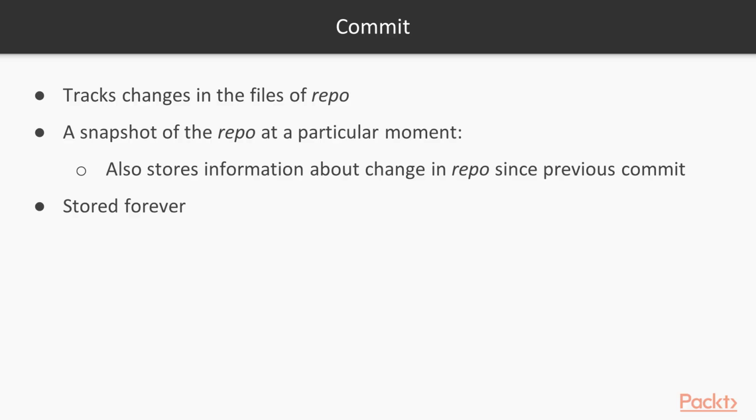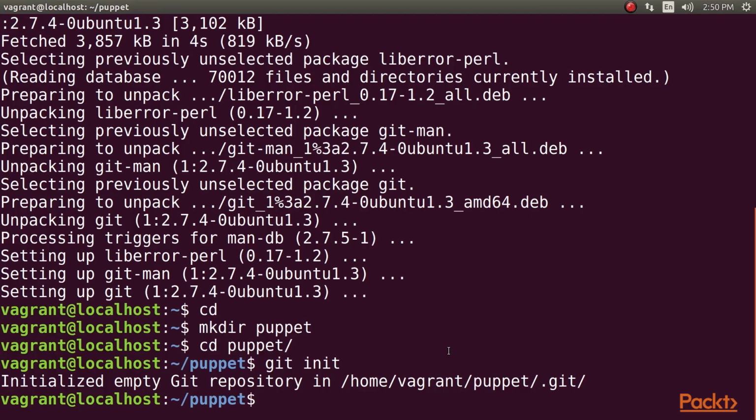You can change the files in your repo as much as you like, but Git will not know about the changes until you make what's called a commit. You can think of a commit as being like a snapshot of the repo at a particular moment, but it also stores information about what changed in the repo since the previous commit. Commits are stored forever, so you'll always be able to roll back the repo to the state it was in at a certain commit. It's time we make our first commit to the new repo.